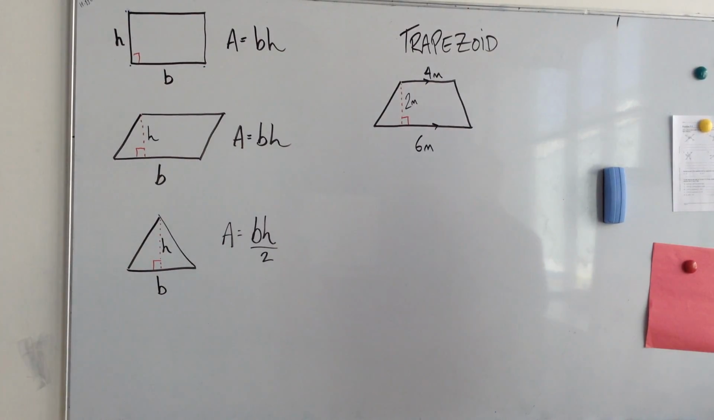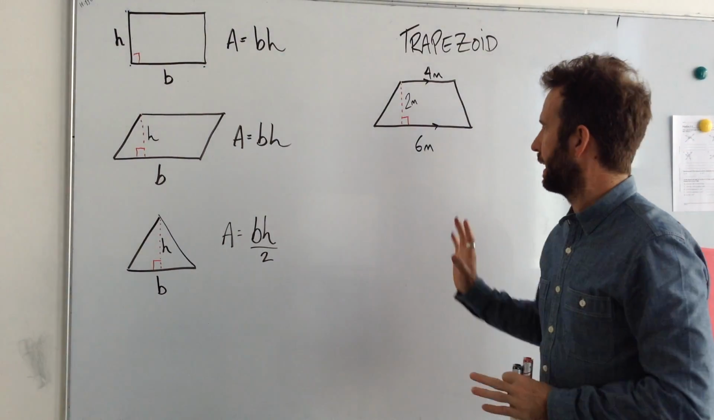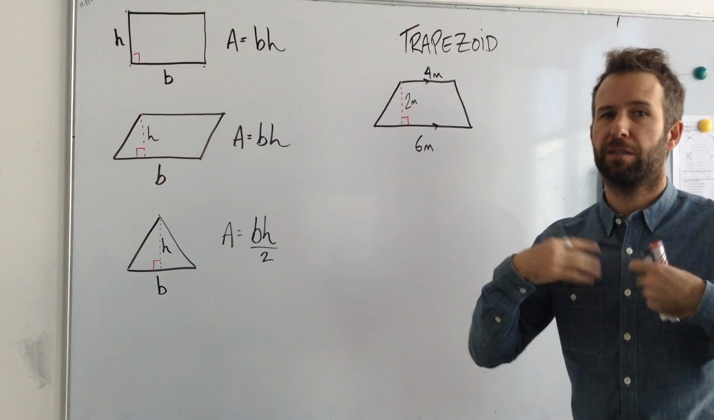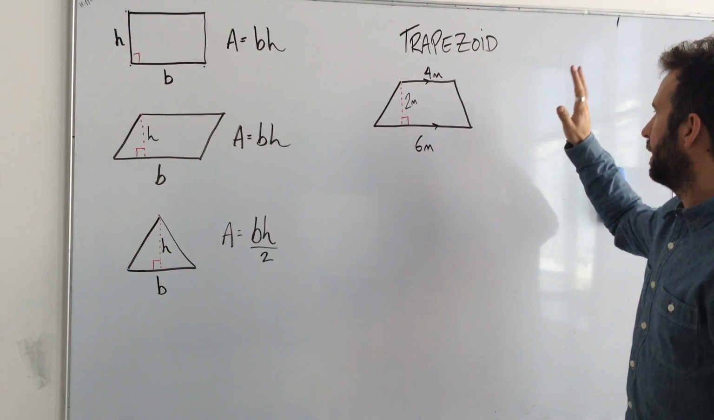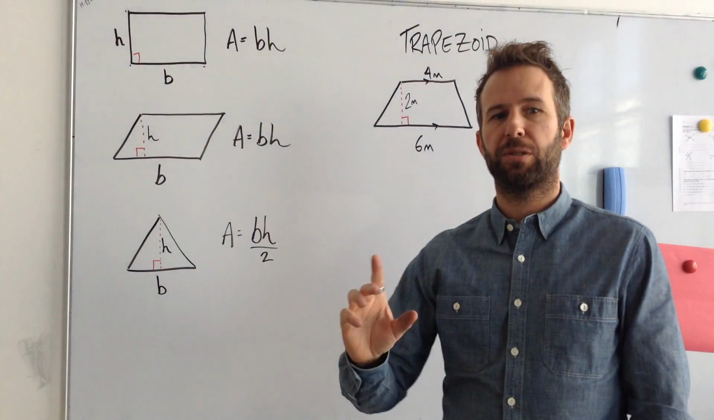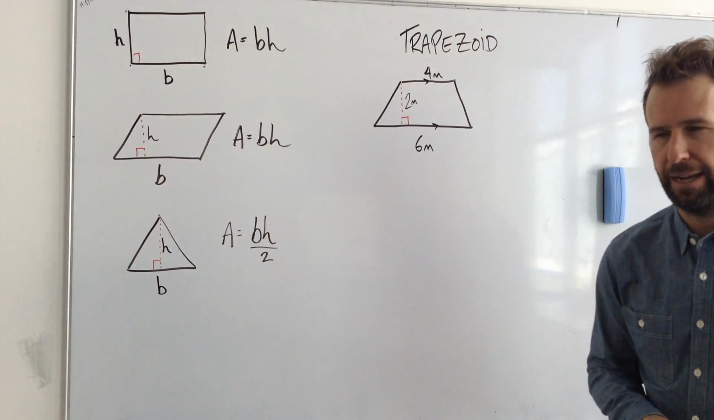And we're on to our final shape here in this series. We're looking at the trapezoid, and specifically what we're going to do is look at how you calculate the area of the trapezoid and why you calculate it that way.